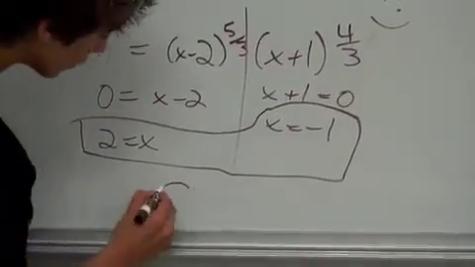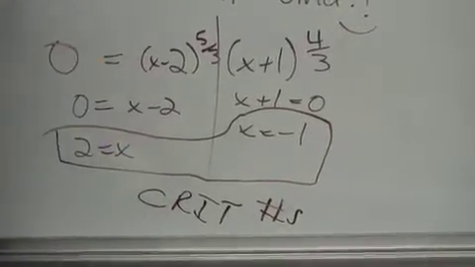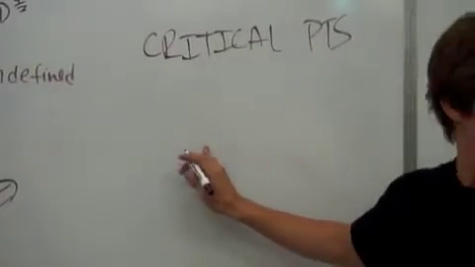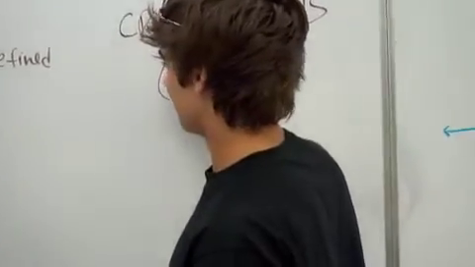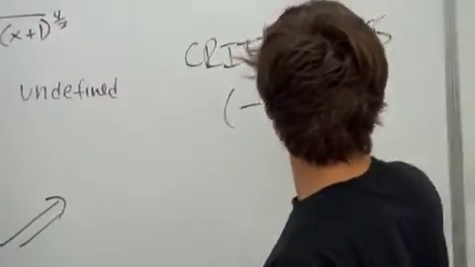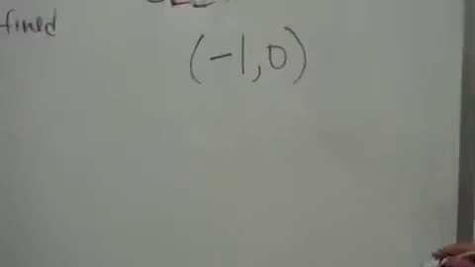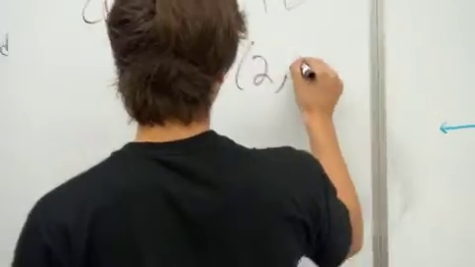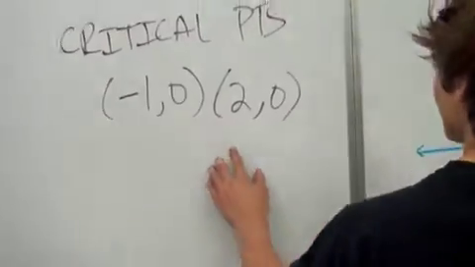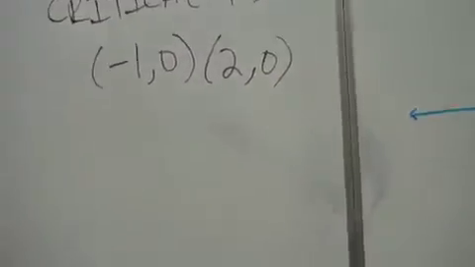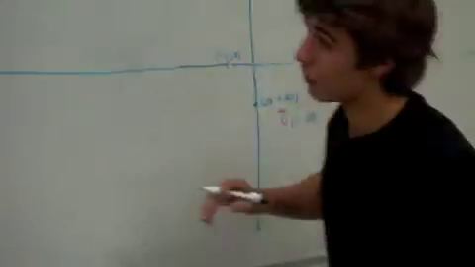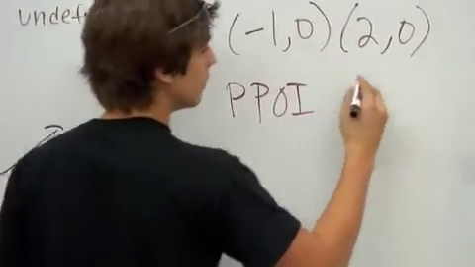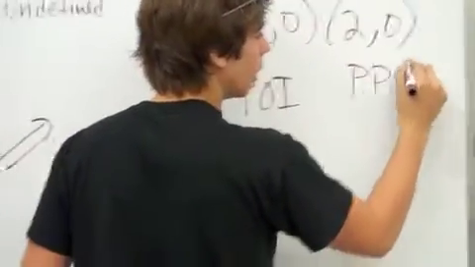These are critical numbers. With these, you plug them back into the original function to find critical points. They're going to be -1, 0. Mr. Budzyn, haven't we already found these? Yeah, we already found them. And it's going to be 2, 0. But we're going to find them again. Alright, and these, right here, these are PPOIs. P-P-O-I.